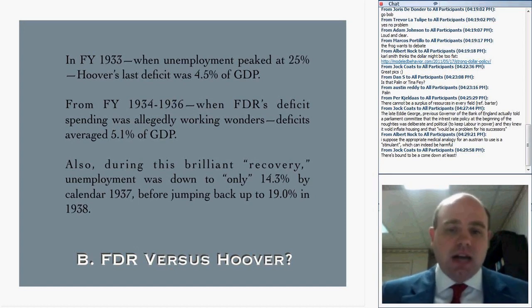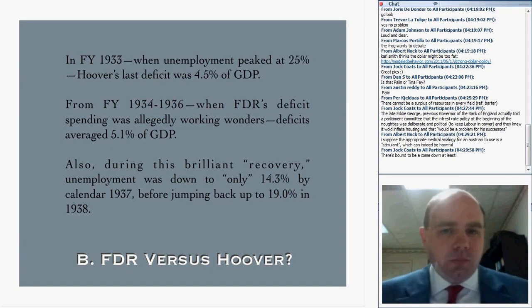Now, because of the time, I'm going to move on here, but you guys can see this slide, what the facts are. FDR's deficits when he first came to office were only a little bit higher than Hoover's at the depth of the Great Depression. So it's a little bit odd to say, oh, it's because FDR spent more and that's why the economy started picking up. But even if you want to go that route, still 3 years after this alleged medicine was supposed to be working its magic, unemployment was still 14.3%. So that's odd that it's taking that long for the patient to get better.